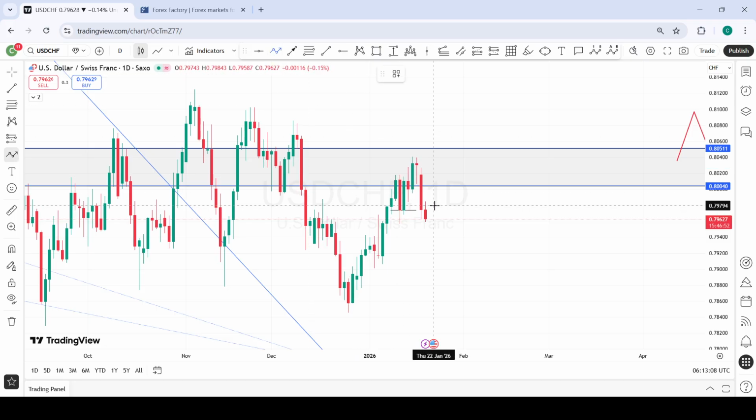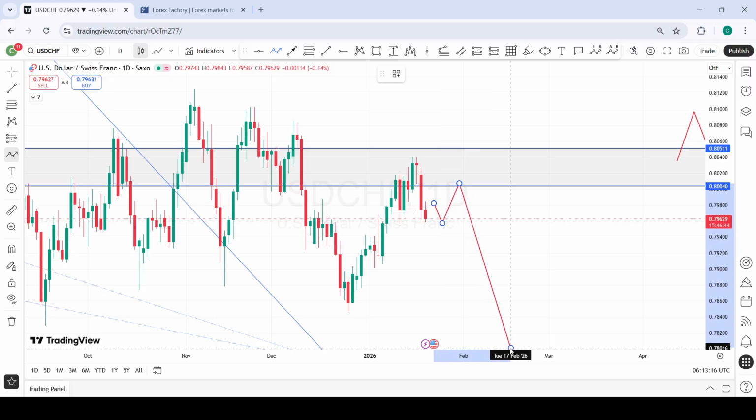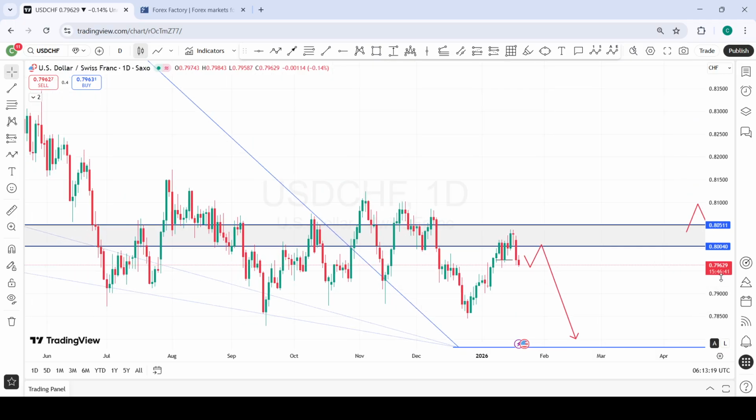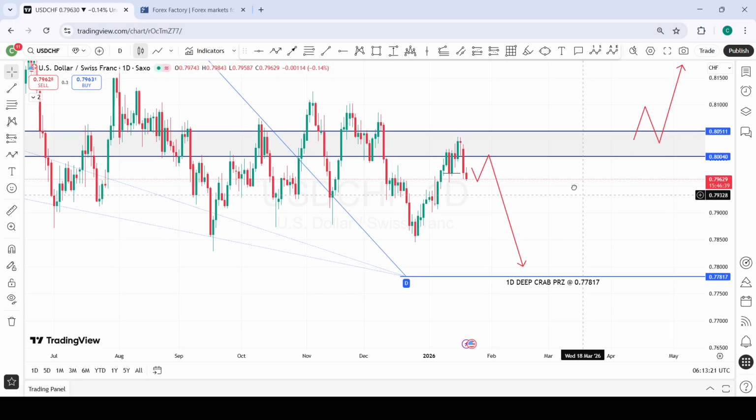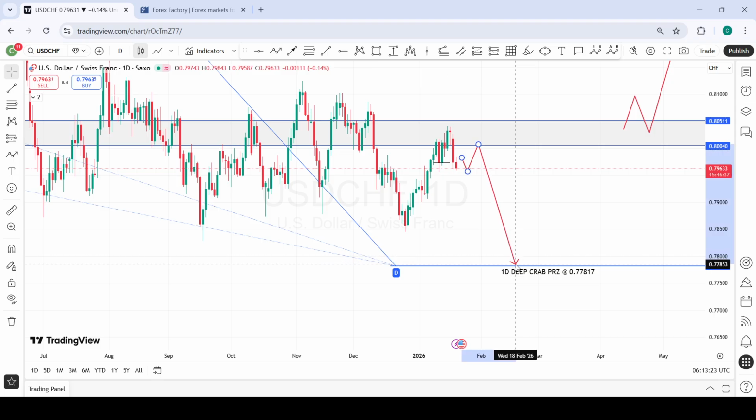So should price close today or break below this daily structure point, we'll wait for a possible lower high formation and we'll look for selling opportunities to the downside, or a possible right shoulder formation, and we'll look for selling opportunities to the downside to complete this deep crab pattern.